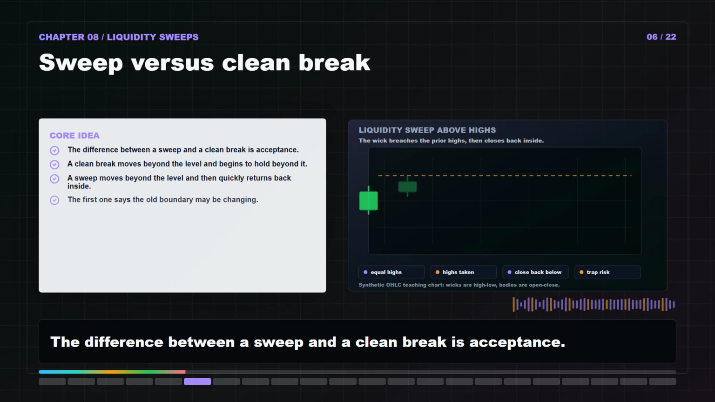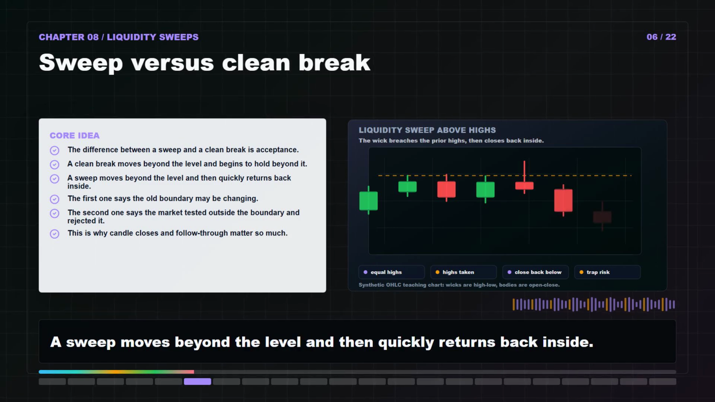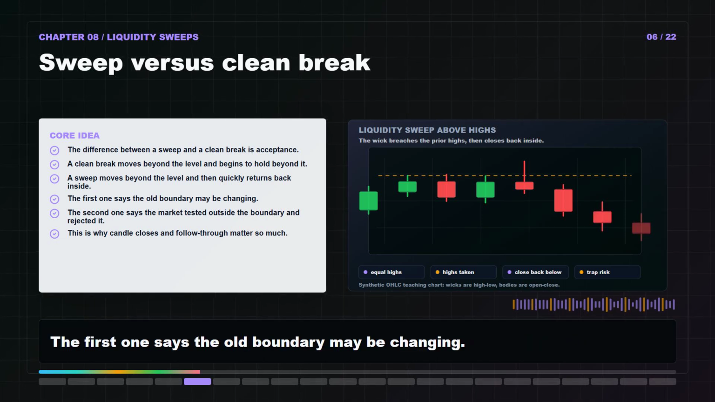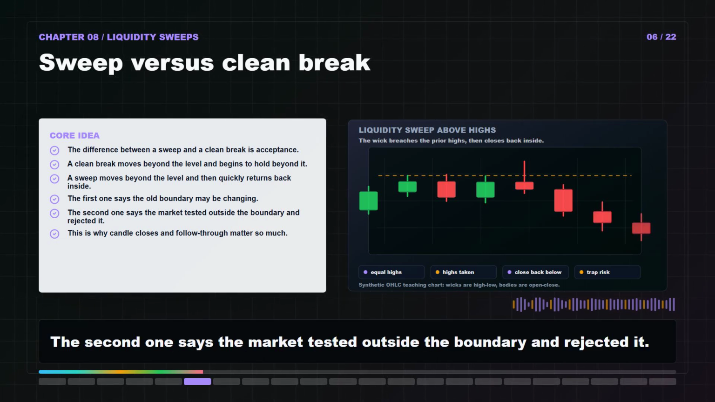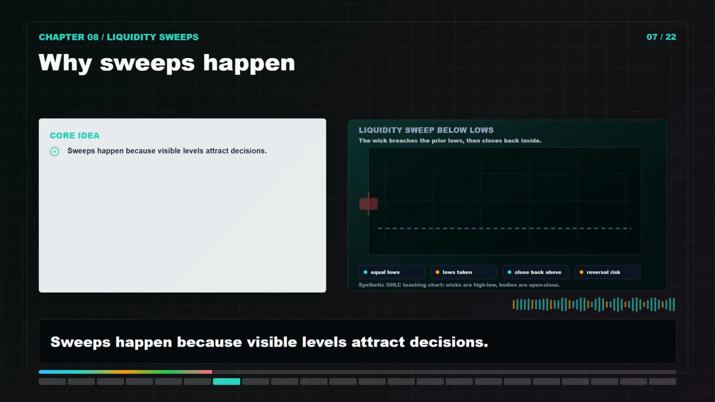The difference between a sweep and a clean break is acceptance. A clean break moves beyond the level and begins to hold beyond it. A sweep moves beyond the level and then quickly returns back inside. The first one says the old boundary may be changing. The second one says the market tested outside the boundary and rejected it. This is why candle closes and follow-through matter so much.